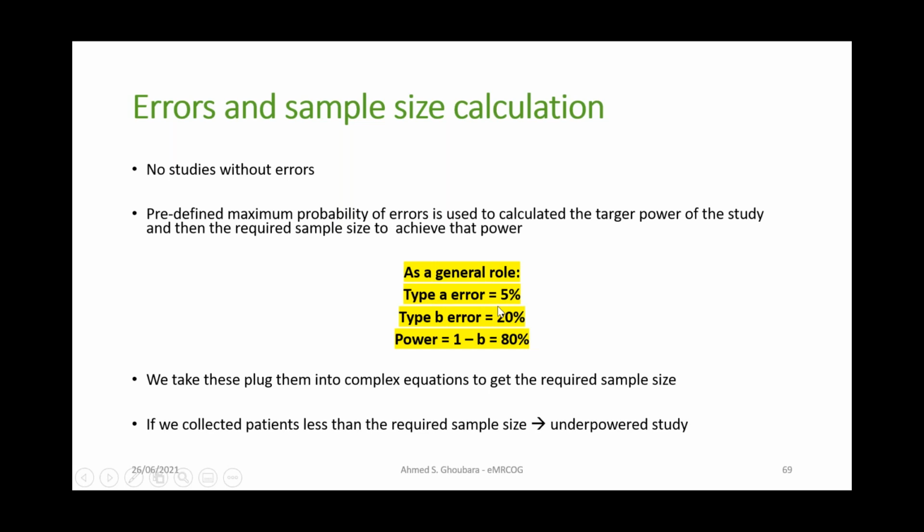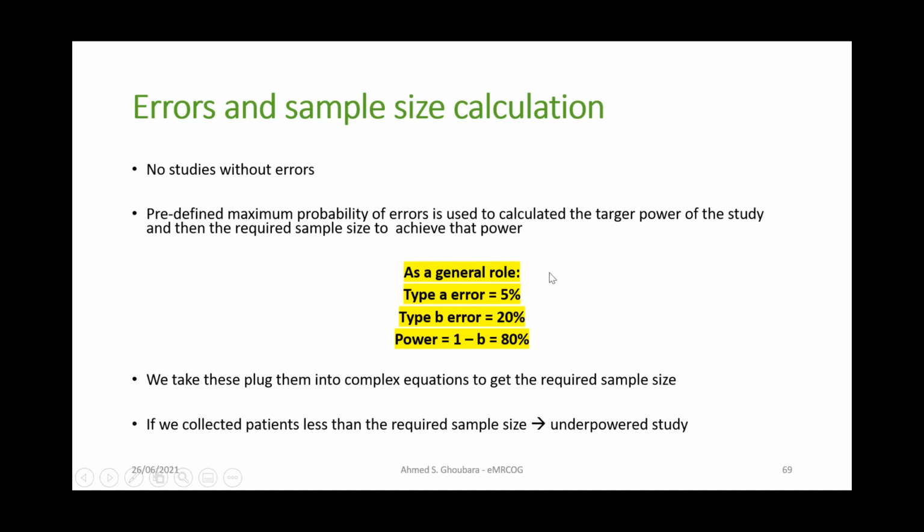You just need to memorize those numbers, because sometimes they do come up in the exam. So the maximum level of type A error is 5%. Type B error, 20%. The power is 1 minus B, so 1 minus B is 80%. Is that correct?